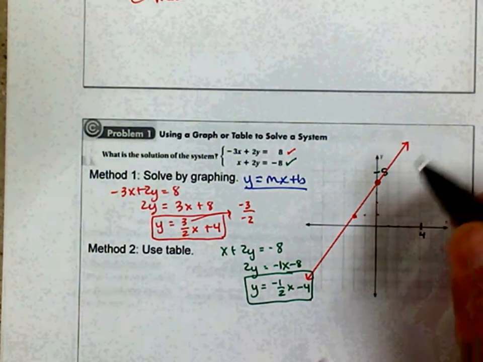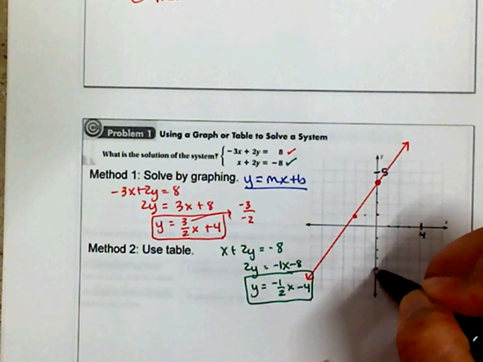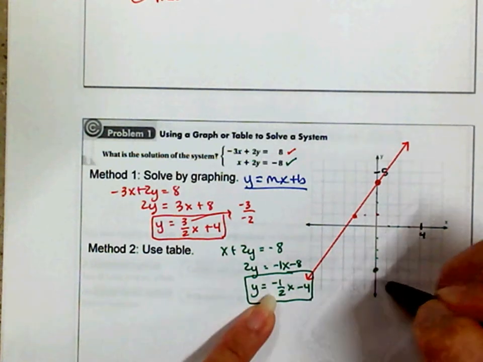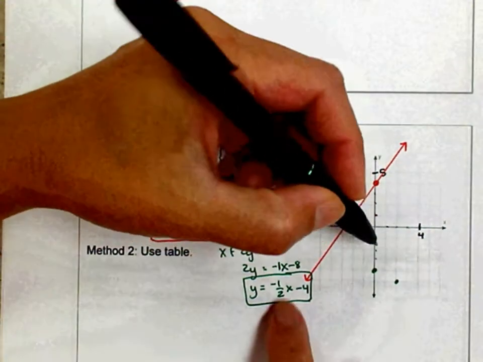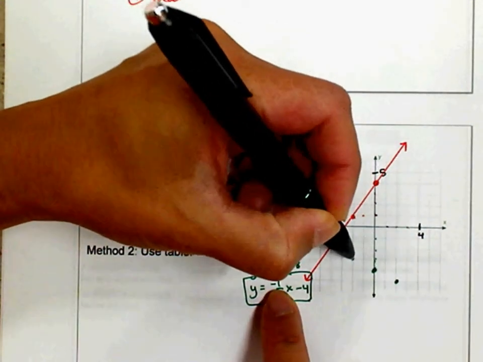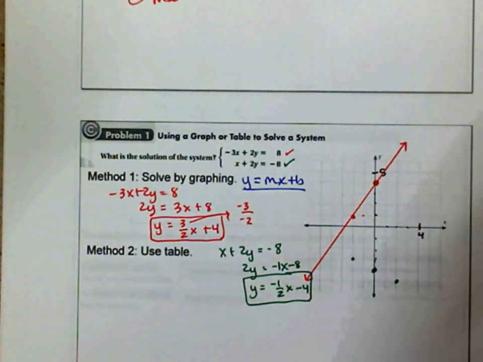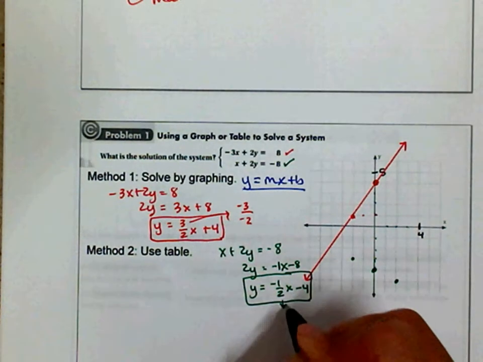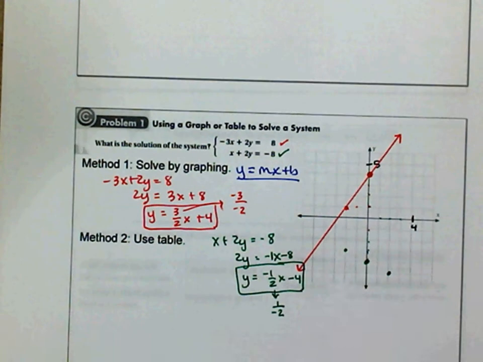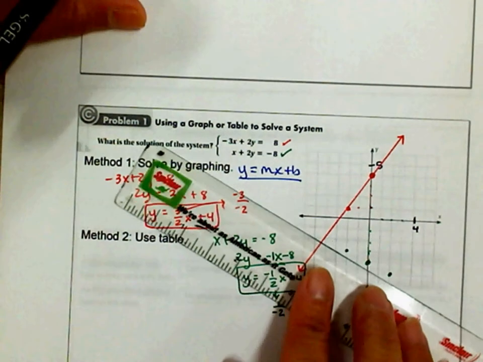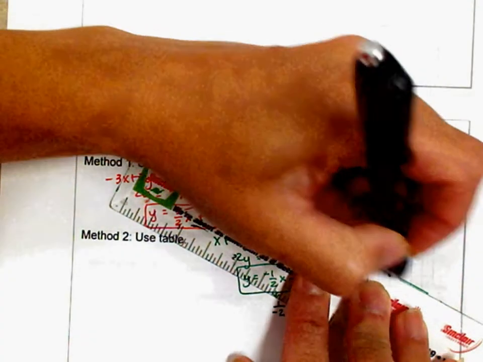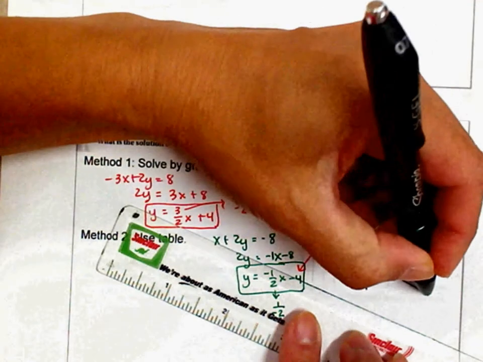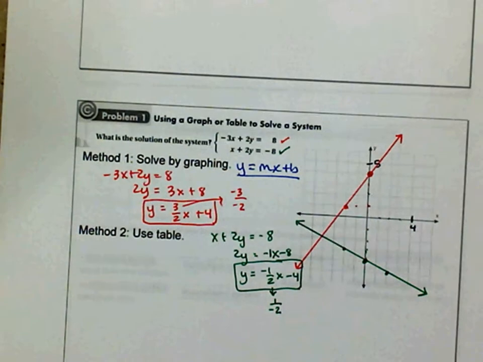Negative 4. 1, 2, 3, 4. Negative 1, positive 2. To the right, 2. Okay? And if you want to, this could be a positive 1, negative 2. Means the same thing. So this slope could also be 1 over negative 2. Easiest way to graph. All right. Connect your points. And it helps if you use a ruler. Okay? All right. Now that you've done that, here you have your solution.